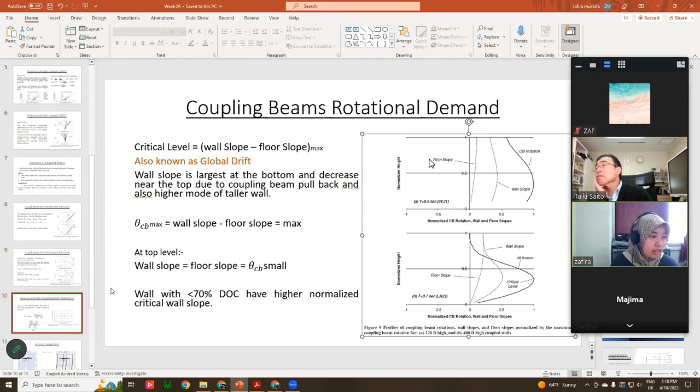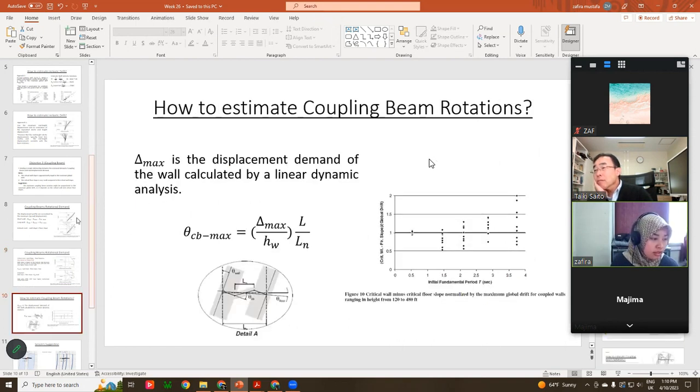And from this concept, they estimate the coupling beam rotation. The maximum displacement is the displacement demand of the wall calculated by the linear dynamic analysis, whereas the rotation of the coupling beam equals the maximum displacement divided by the total height, times the ratio of the total length of the center wall divided by the length of the coupling beam.